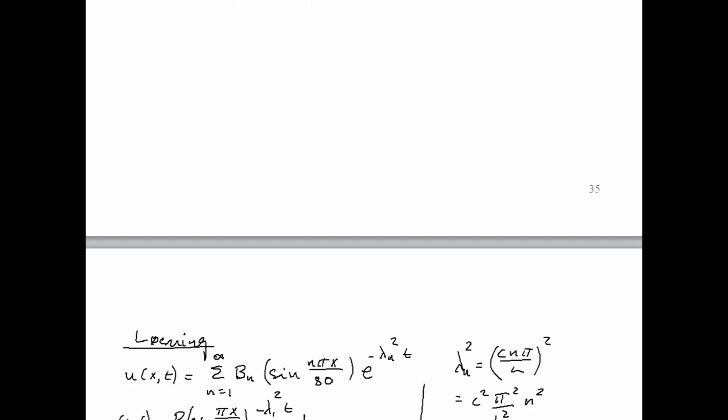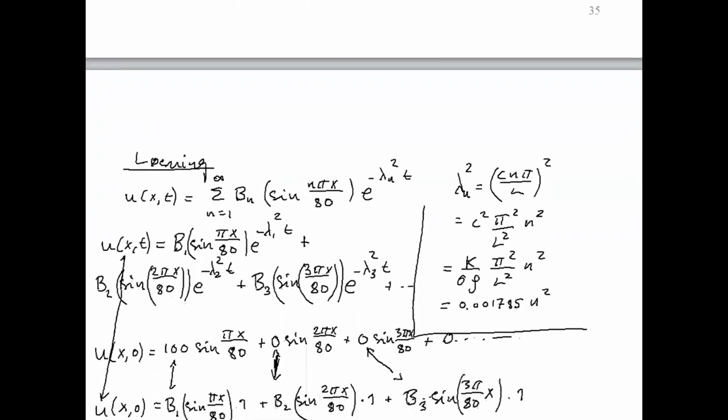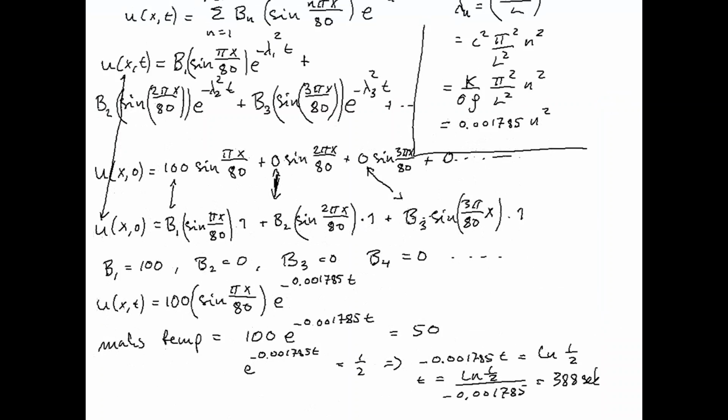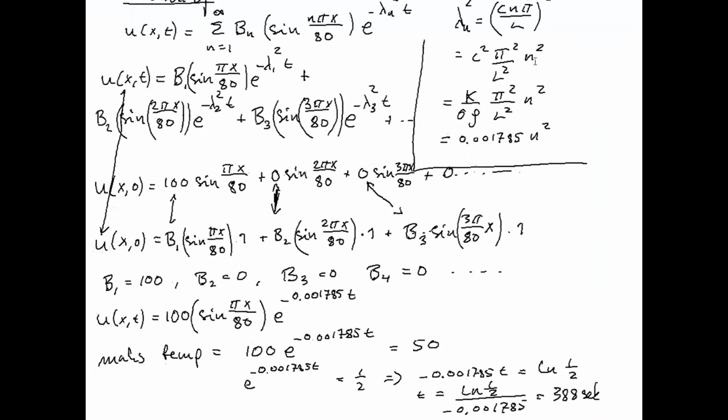So how are we going to proceed? We know that the general solution of the one-dimensional heat conduction problem is given by this infinite series, and this lambda n is, as we know, given by C n pi over L. So in our case, C is this expression square root of k over sigma rho, and we know all these constants, so it's possible to find this number.